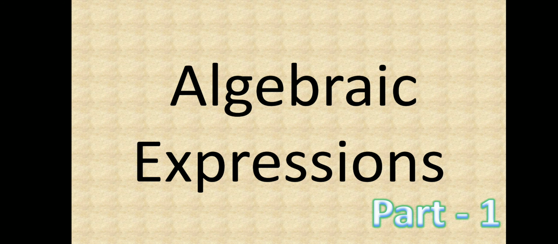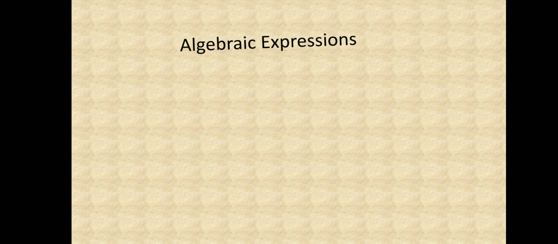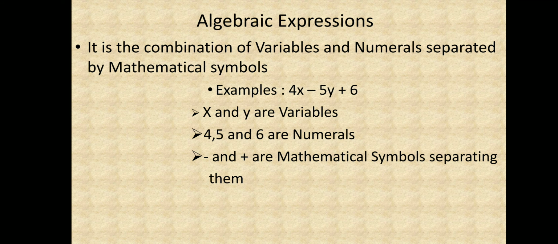So let's begin. Before we start, we should know what algebraic expressions are. An algebraic expression is a combination of variables and numerals separated by mathematical symbols. For example, here you have 4x minus 5y plus 6. Now they say that it is a combination of variables and numerals separated by mathematical symbols. So now you may have a doubt: what are variables, what are numerals, and what are mathematical symbols? As we go through this example, we will clear our doubts.